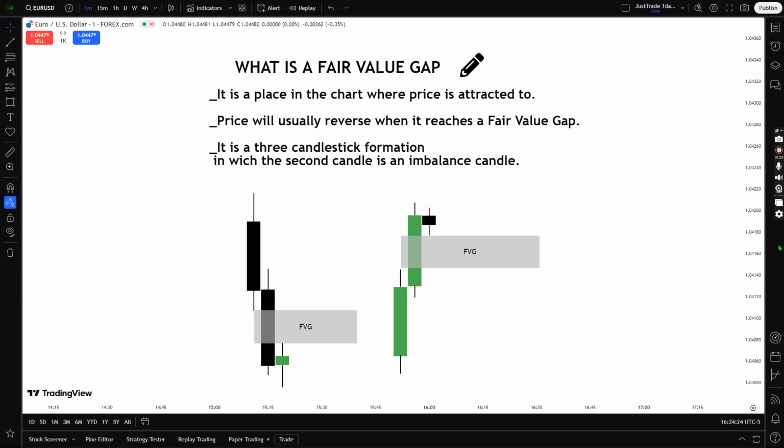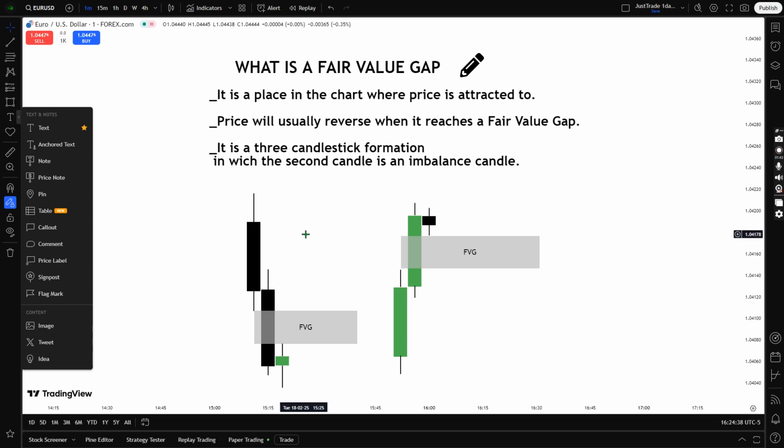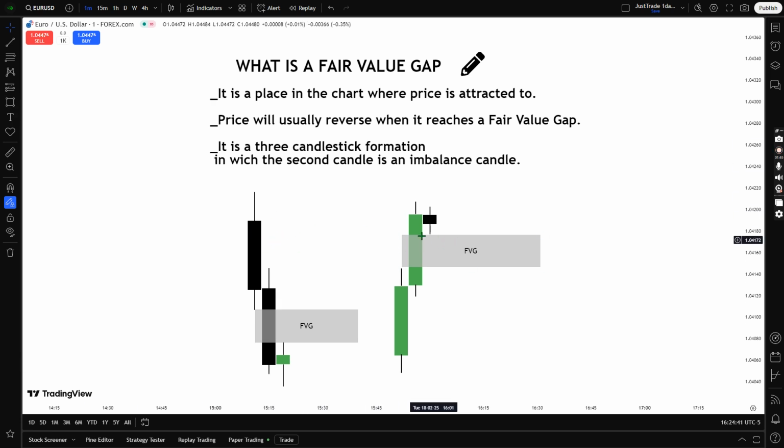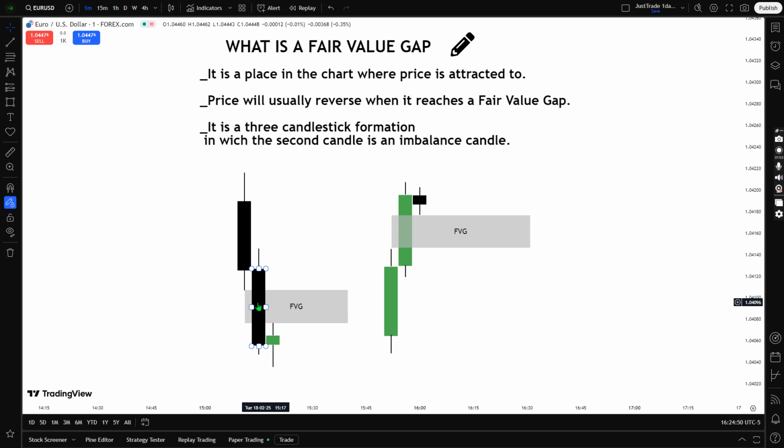And so the fair value gap is a three candlestick formation in which the second candle is an imbalance candle. This means that the second candle is a really strong move without much contrast. Okay, so here we have two examples of what is a bearish fair value gap and a bullish fair value gap. As you see here in the bearish example, these are the three candlesticks. We see the second one is really strong, and as you see, there is a place in this candlestick which has not been covered by these wicks.